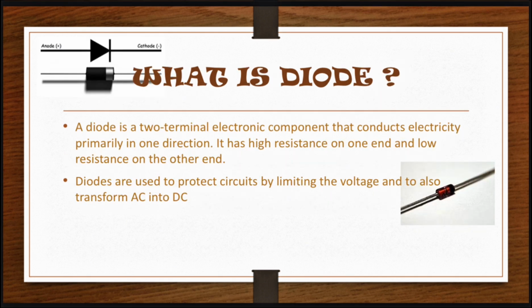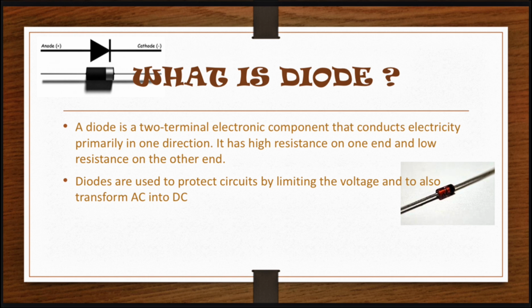So, what exactly is a diode? A diode is a two-terminal electronic component. It conducts electricity in one direction only. It works like a one-way gate, where one end has high resistance and the other has low resistance. Diodes are very useful because they can protect circuits by limiting voltage, and they are also important in converting alternating current, or AC, into direct current, which we call DC.